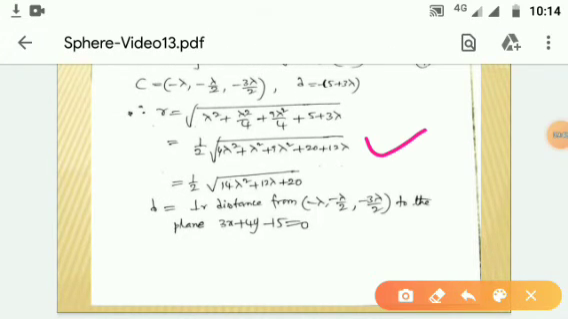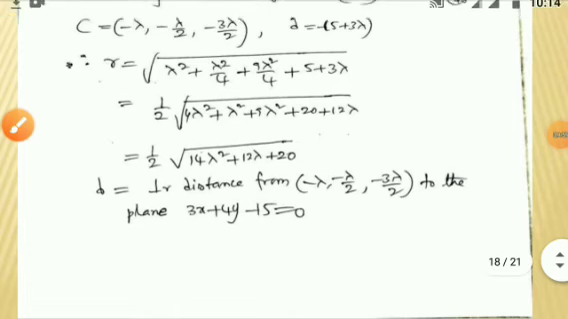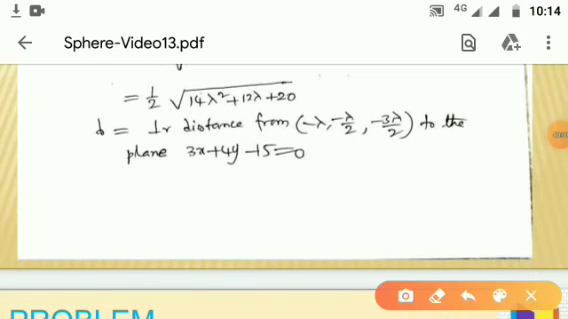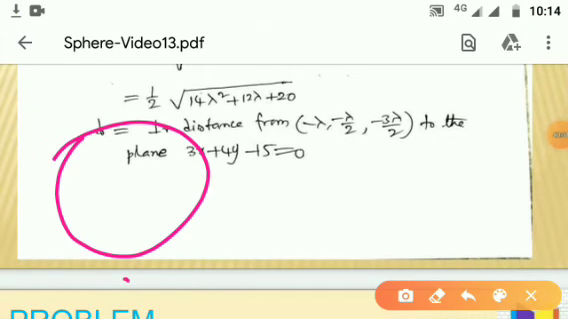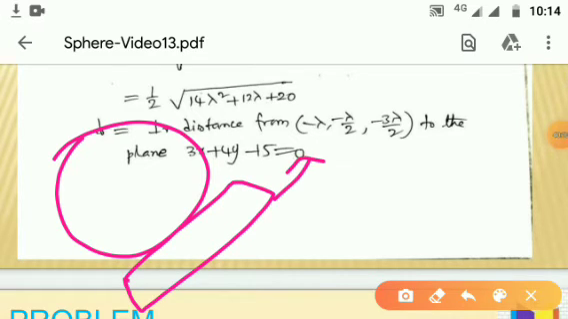On simplification, you will get finally half root 14 lambda square plus 12 lambda plus 20. This is the radius. And what is D? D is, what is the plane given in the problem? 3x plus 4y minus 15 is equal to 0. This is the plane given in the problem.